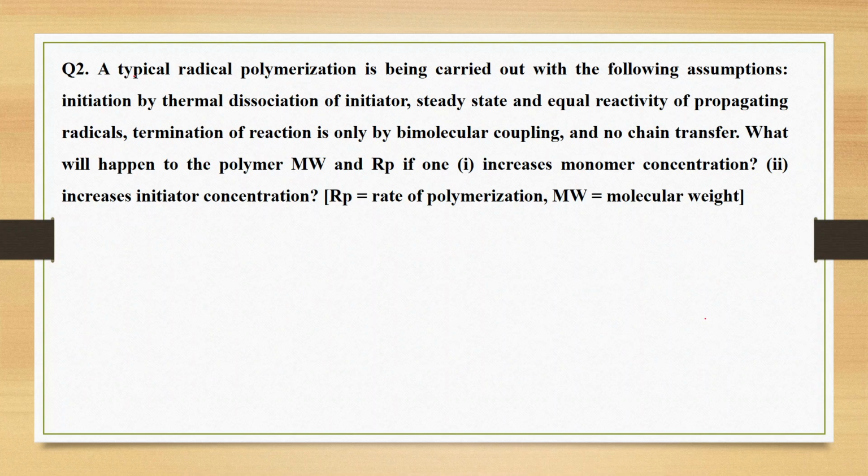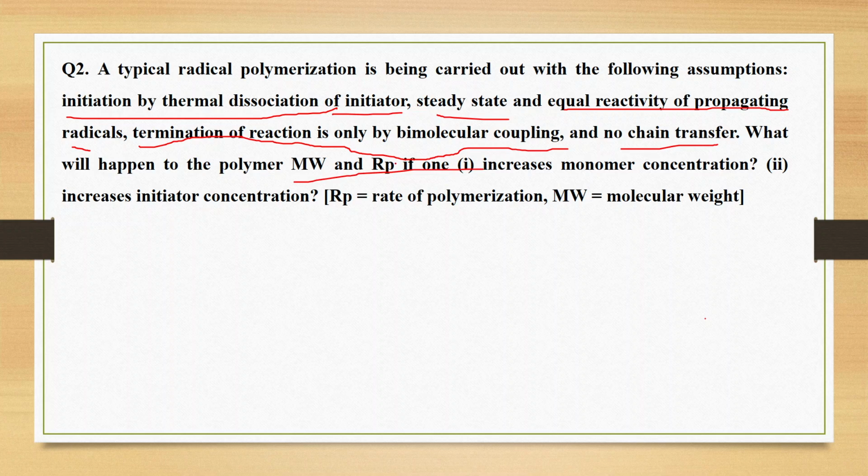Okay, so this is the second question, quite a big one. A typical radical polymerization is being carried out with the following assumptions: initiation is by thermal dissociation of initiator, steady state, and equal reactivity of propagating radicals. Termination is only by bimolecular coupling, and there is no chain transfer. So there are many assumptions here. What will happen to the polymer's molecular weight and Rp, the rate of polymerization, when you increase the monomer concentration and increase the initiator concentration?